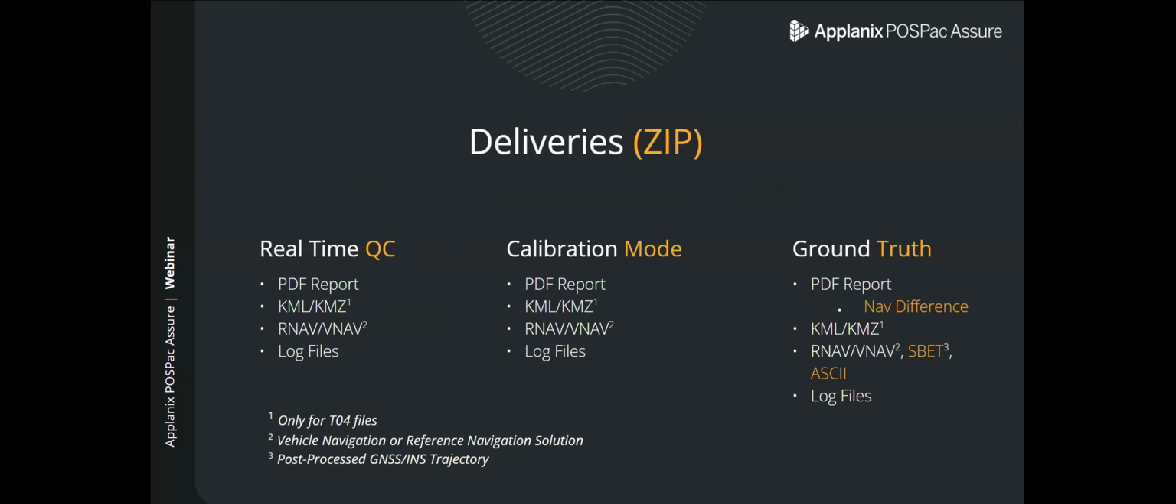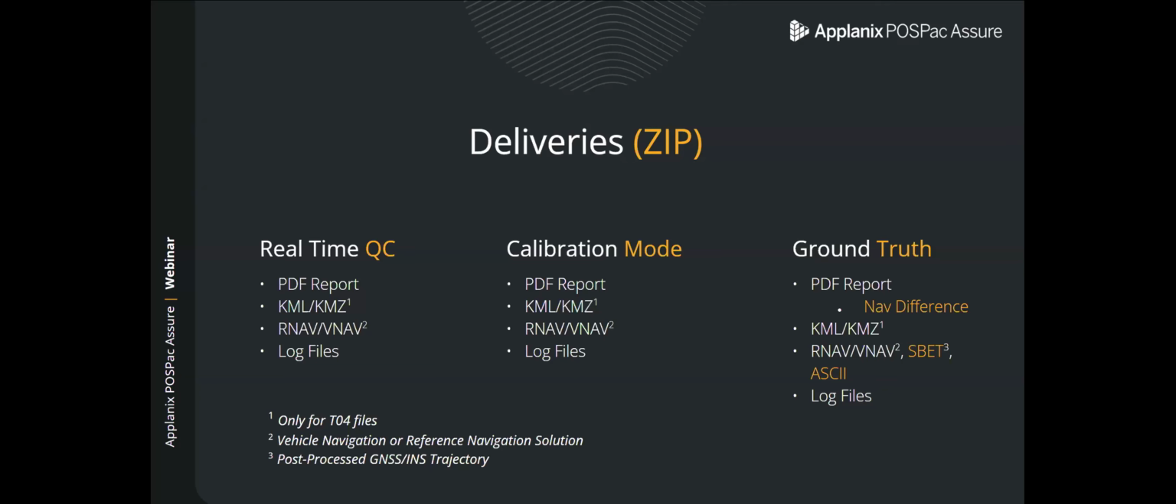Now, in terms of the deliveries, you would always get back a zip file with some files embedded. In terms of the real-time QC feature, that will be mainly the PDF report, but there are also some side products included, such as the KML or KMZ file, the real-time navigation solution, the vehicle navigation solution, and some other log files. When it comes to the calibration mode, same content here, just the PDF report obviously looks a little bit different because you're calibrating something, but the content is basically the same from the zip file.